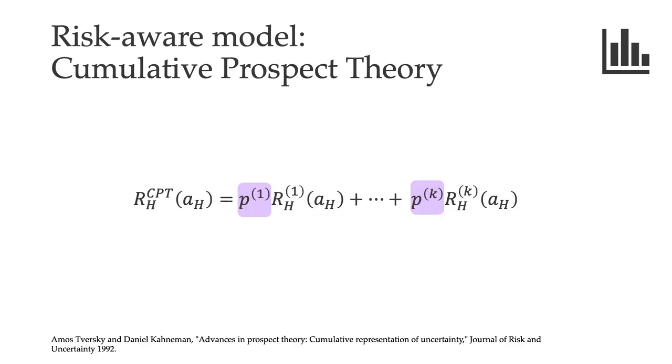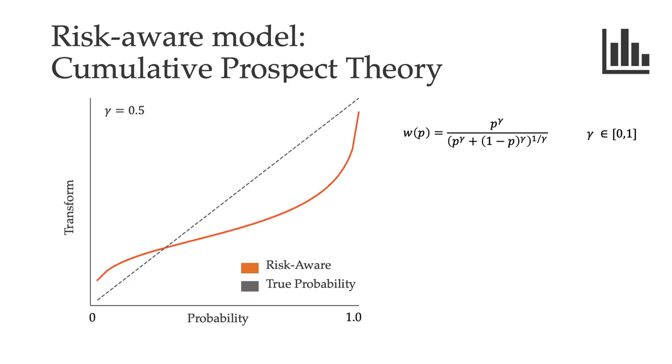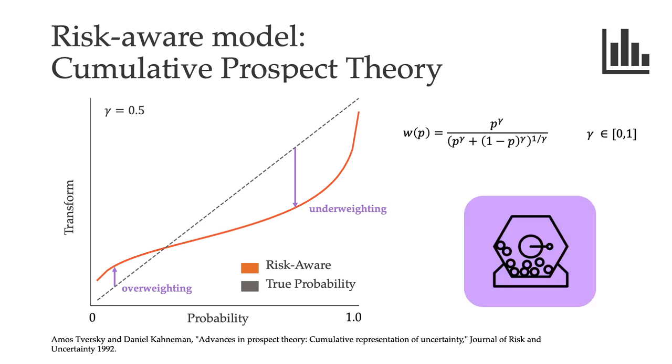CPT also transforms probabilities. Without loss of generality, let's say our rewards associated with each outcome are positive. Here we introduce one parameter, gamma. This transformation says that humans overweight smaller probabilities and underweight larger ones. For intuition, take playing the lottery. Even if the probability of winning is almost zero, we buy tickets anyway, thinking we have a much larger chance.